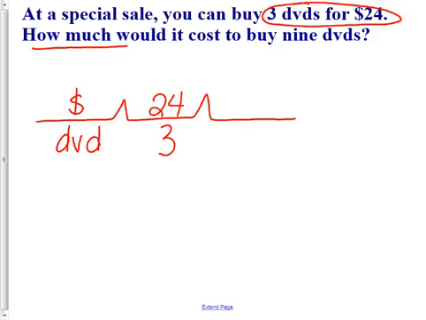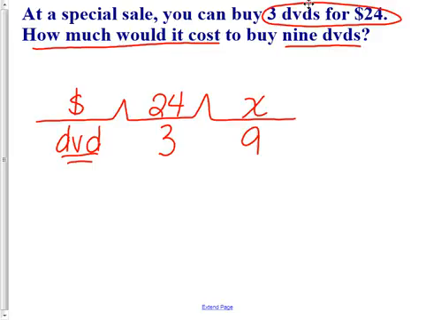So we're looking for how much would it cost. That's our amount of money. So that's where we're going to put our variable. And we want to use it to buy 9 DVDs. So the 9 has to go on the bottom. And the reason the 9 has to go on the bottom is because it's a number of DVDs.